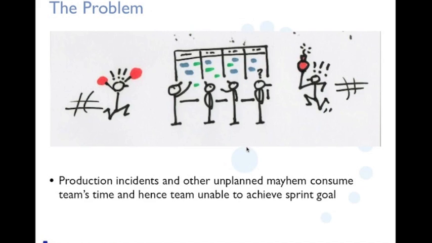When we talk about these production incidents or unplanned work, it could come from anyone. It could come from the production itself, from some users, from the sales or marketing team or some other stakeholders. Or it could be some real technical issue.